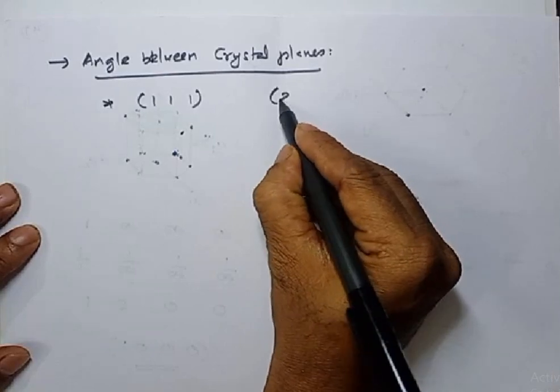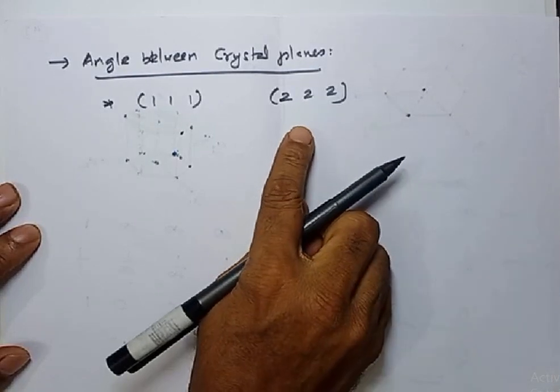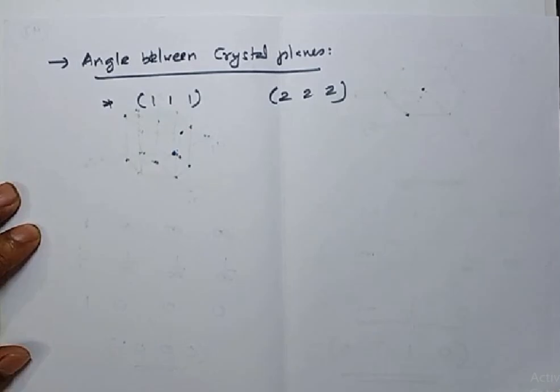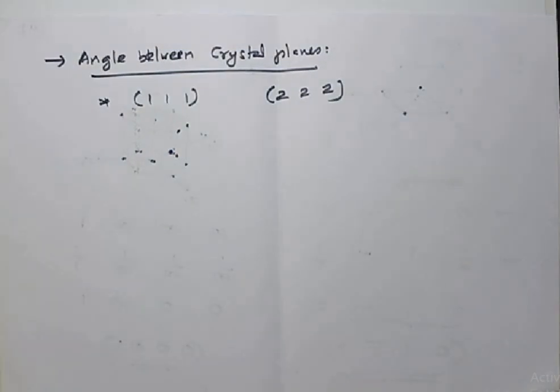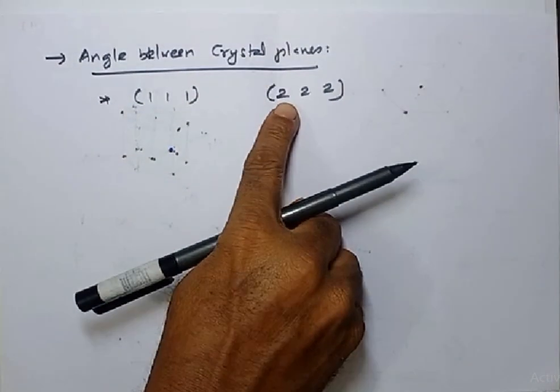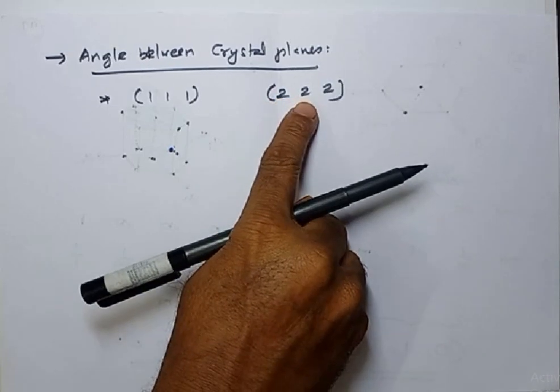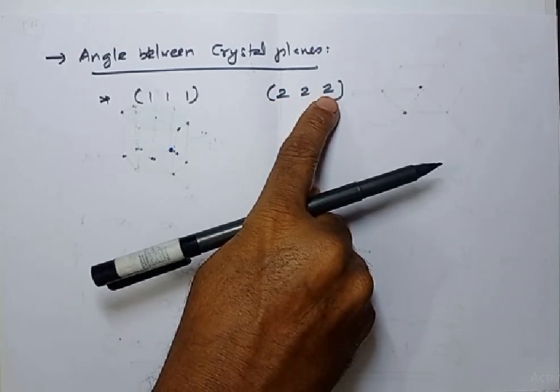Suppose if I give a plane 2, 2, 2, what does this indicate? Can anyone tell me what does this indicate? 2, 2, 2 means? Cut off, sir. It cuts the x-axis at half unit length, y-axis at half unit length and Z also half unit length.